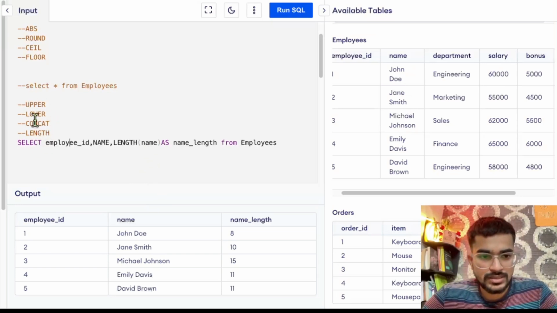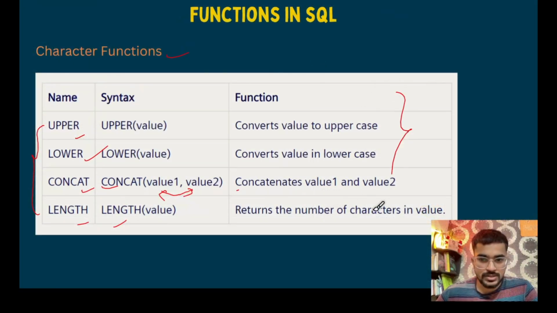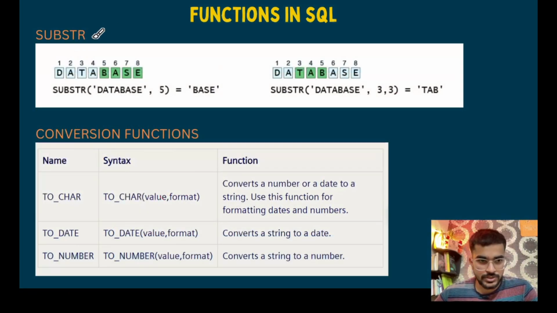So that's it. These are some of the 4 basic character functions that we have. Next, we are going towards substr. So substr is a concept which is basically based on the slicing concept that we have seen in Python. So what is slicing in Python? Let's say there is a string, database. In Python indexing starts from 0, but in SQL indexing starts from 1. So this is one of the biggest differences between them. If you do slicing in Python, what will happen if you want to find out the base?